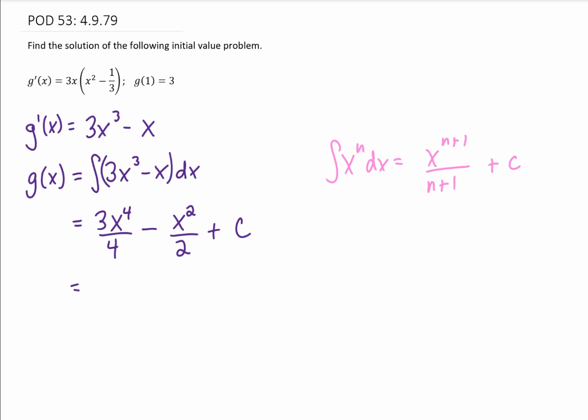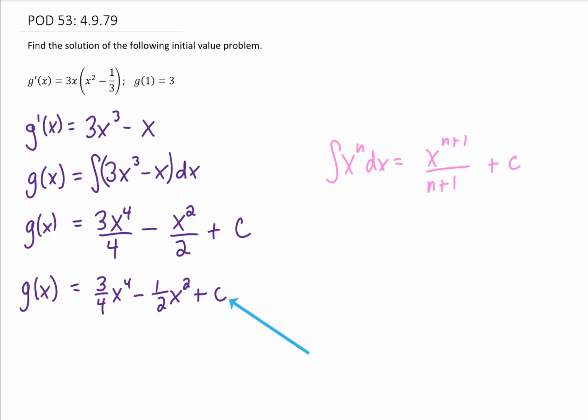Now to write this function in a slightly more standard form, we're just going to call this 3/4 x to the 4th minus 1/2 x squared plus c. And this is great so far. We've found our g of x function here. But the only thing that we don't know is what is the value of this constant that we added on.